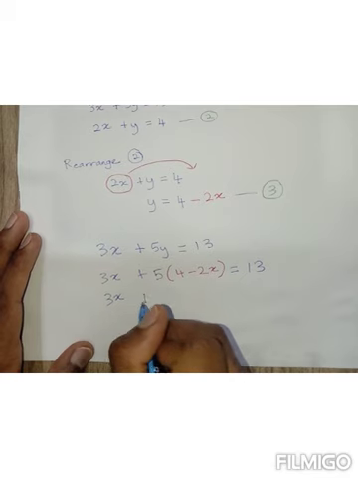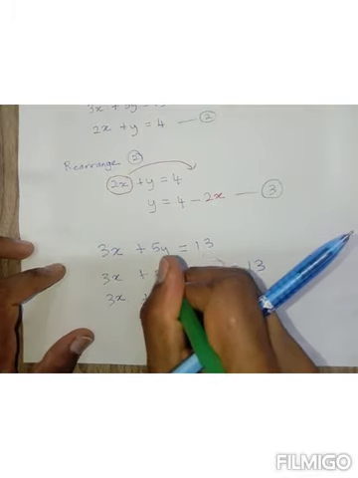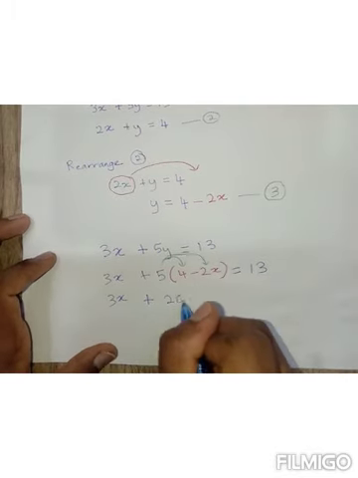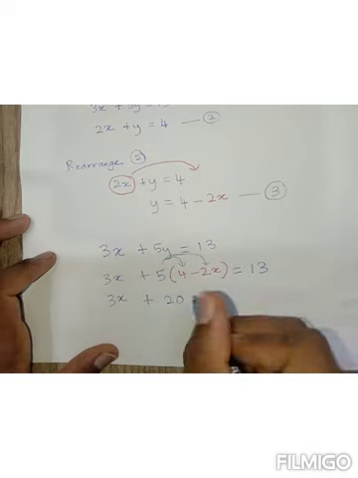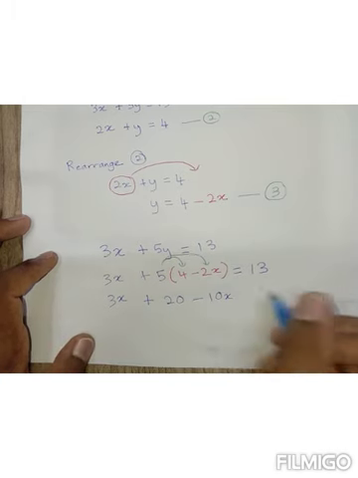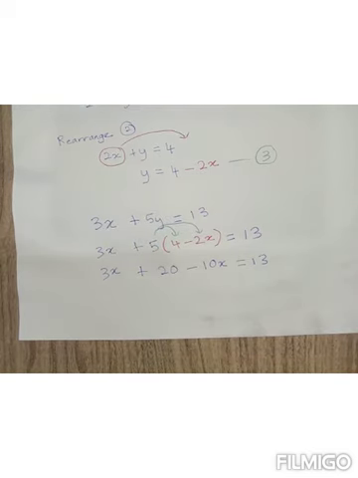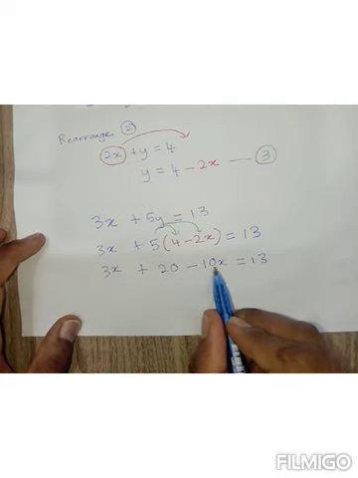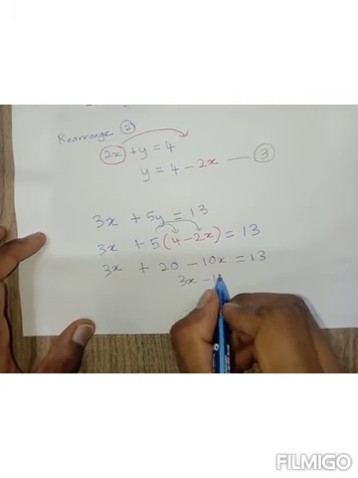3x plus, we have a bracket, so we have to solve the bracket this way. 5 times 4 is 20. Then we have a minus 10x equals to 13. Solving it one by one now, rearranging and solving. We have 3x and then we have a negative 10x. So I want the x and x to be in one place, 3x minus 10x in one place.